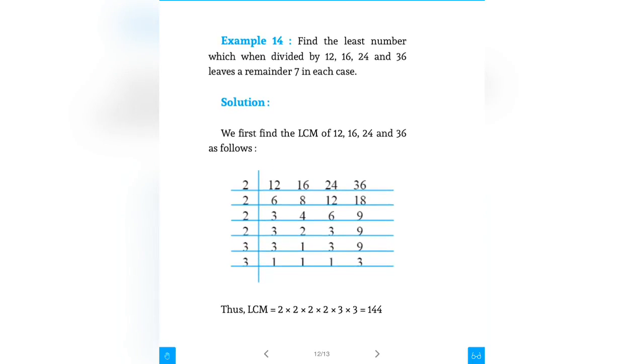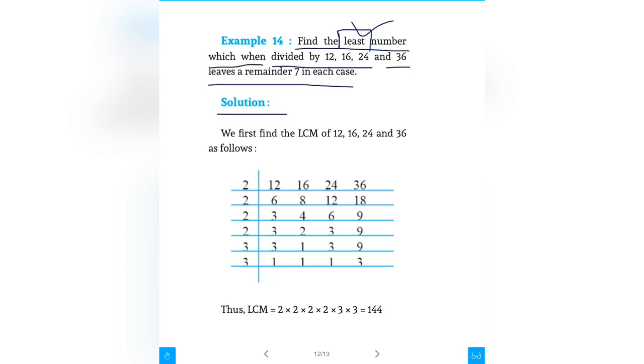Now let's come to example number 14, like find the least number which when divided by these leaves a remainder 7 in each case. Now they are saying least over here. Least means lowest, means lowest common multiple. We have to find out the LCM because they are saying least number and least means lowest.